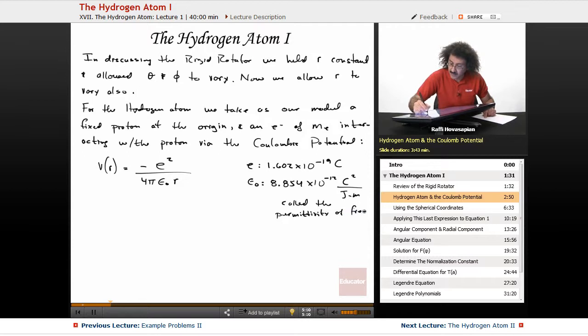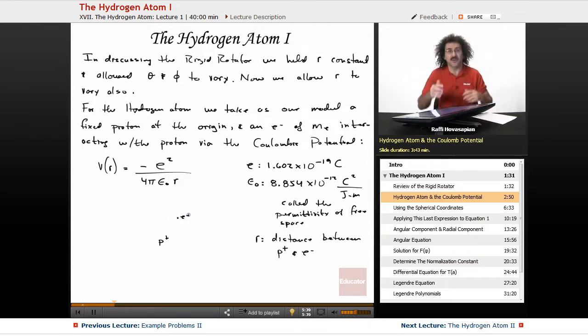Okay, and r is the distance between the proton and the electron. So basically you just have this proton here in the center, and you've got this, you already know this already, electron that's moving around all over. Not necessarily in circular orbits, but now it's moving around this way, it's getting close, it's getting far, it can be anywhere. Okay, so let's see what we've got.